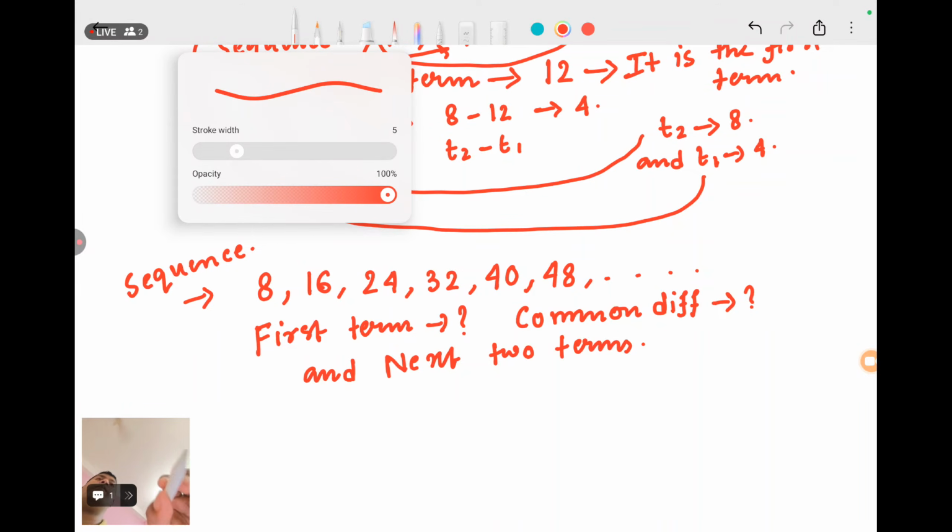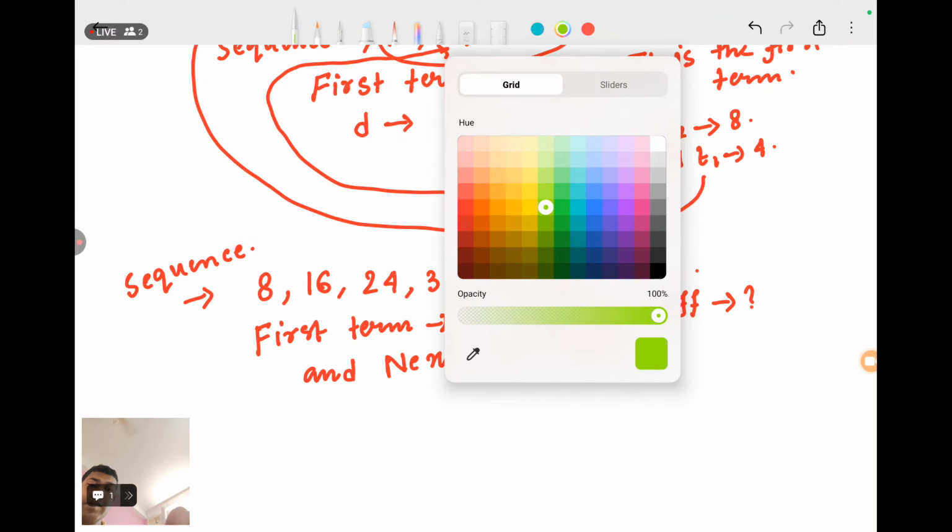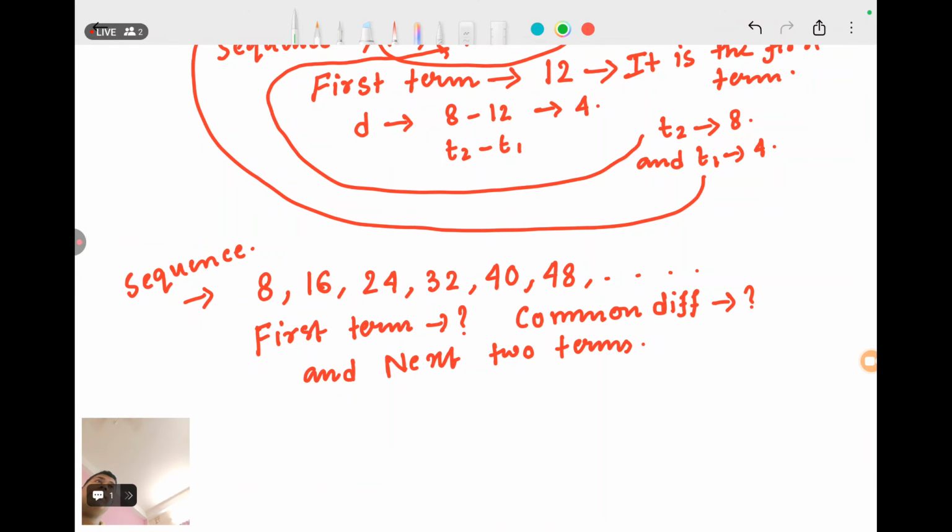Please help me to find the first term of this given sequence. The first term, common difference, and the next two terms. Here I have given you three questions. One is the first term, one is the common difference, and one is the next two terms. Can you help me to find out?